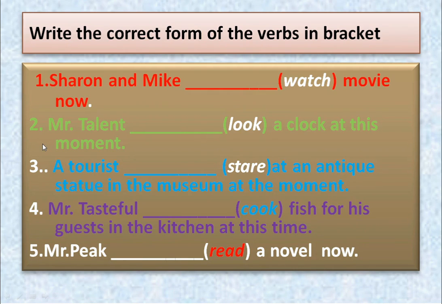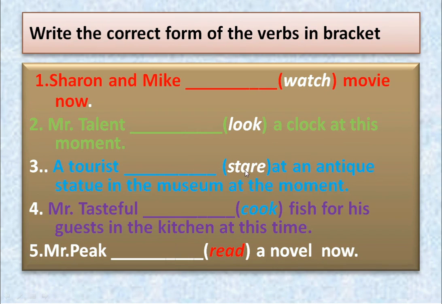Let us go through the second question. Mr. Talent, in the bracket we find look at a clock at this moment. You see, at this moment, the adverb of time indicates that the action is going on at the time of speaking. So the action which is going on at the time of speaking can be expressed in present progressive tense. So Mr. Talent is the subject here, and because the subject is third person singular, in present progressive tense we use is, and the main verb look will be looking.